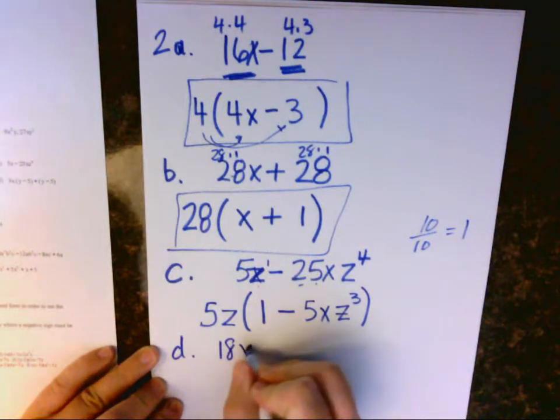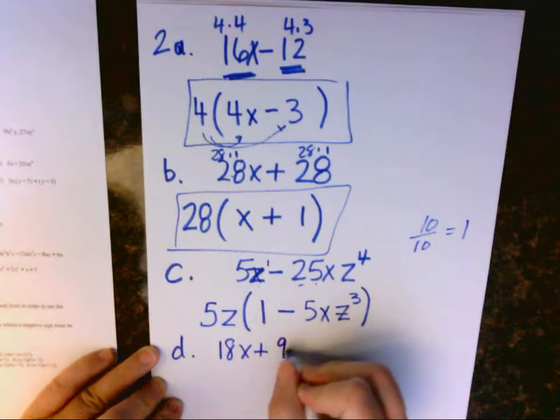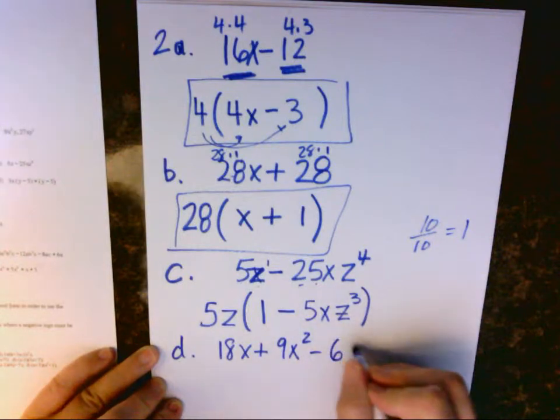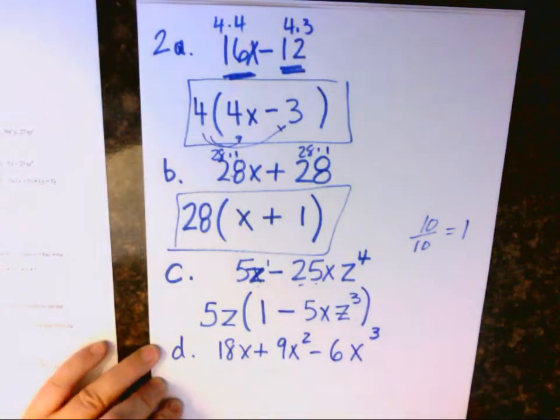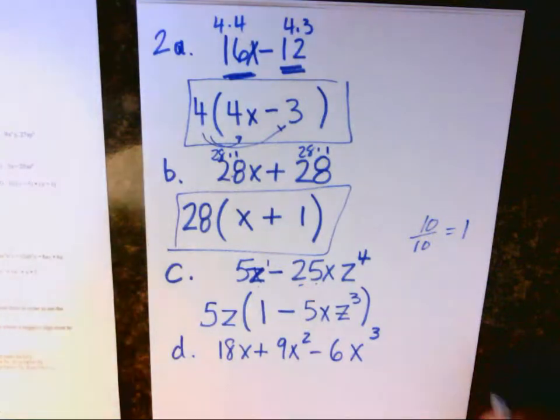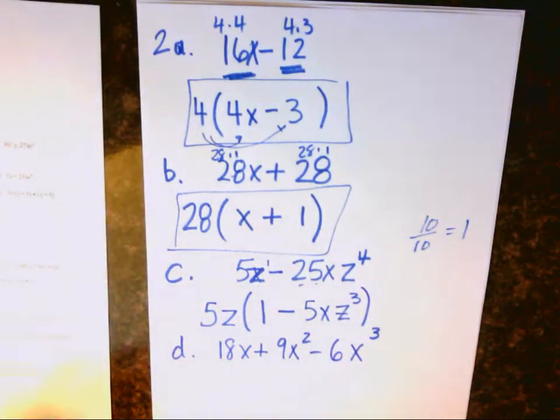Part D. 18x plus 9x squared minus 6x cubed. Okay, they all have x's, and they all have numbers that look like they're divisible by 3's or something like that, right?